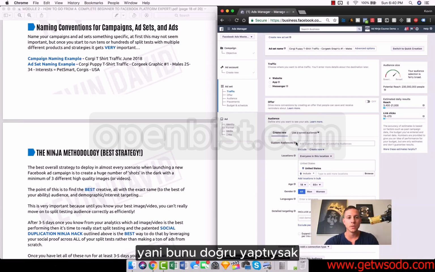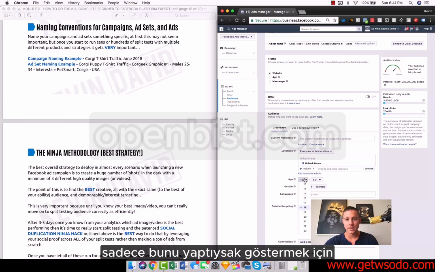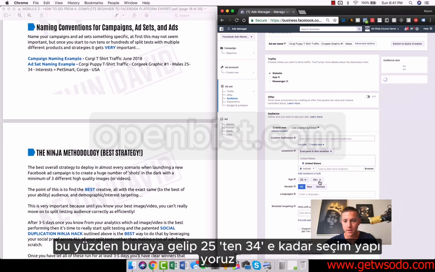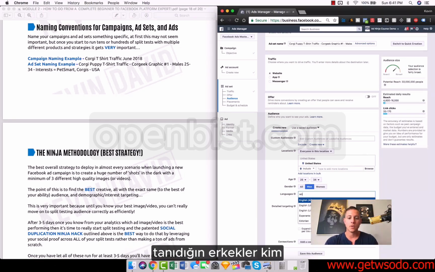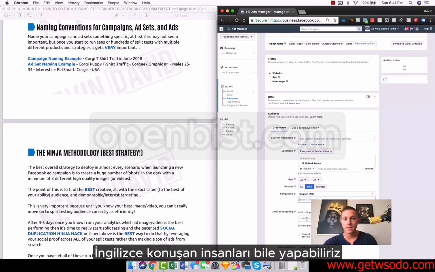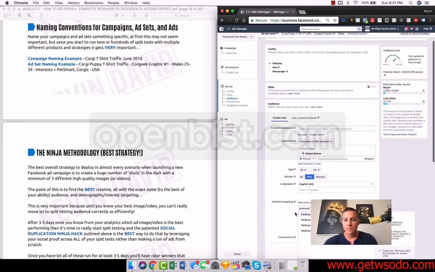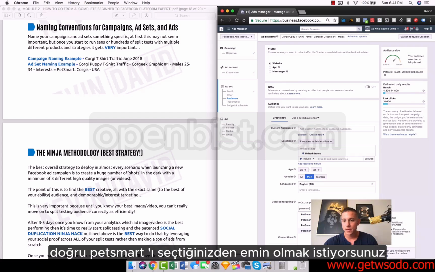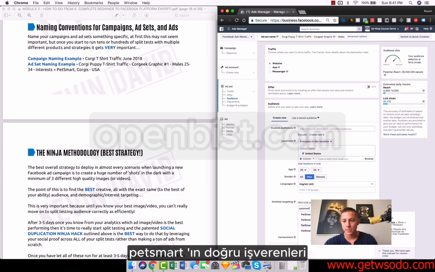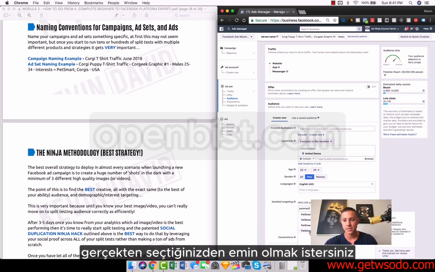And so if we did this one, just to illustrate, it's males 25 through 34. So we just come down here and choose 25 through 34 who are men. We could do even people who speak English. And for interest, we might do PetSmart. You want to make sure that you choose the right PetSmart, right? Employers of PetSmart, schools or universities that are PetSmart, you don't want to choose these two. You want to make sure that you actually choose the interest of PetSmart.